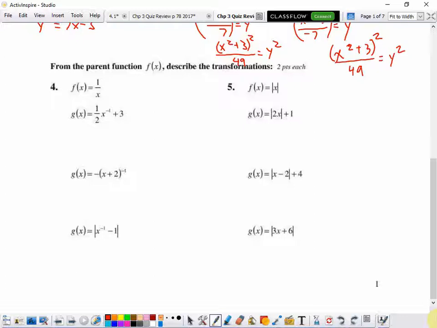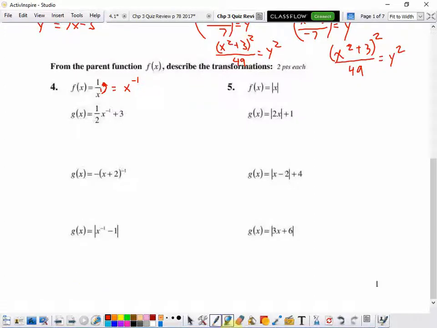F of x equals 1 over x. We think back to some rules of exponents. If I want to move this x into the numerator, it becomes x to the negative 1 power. It was x to the first power. When I switch things between numerator and denominator, their powers will change signs.